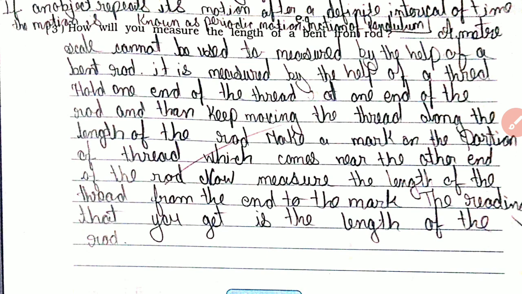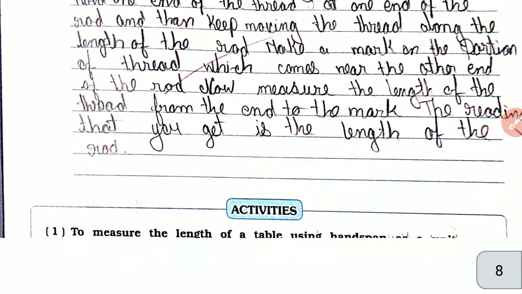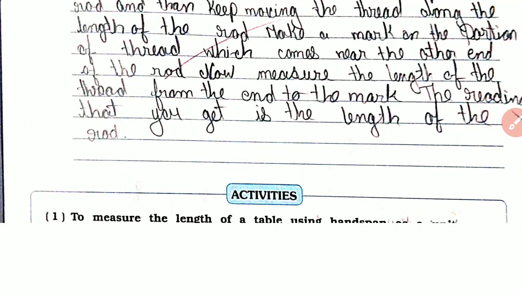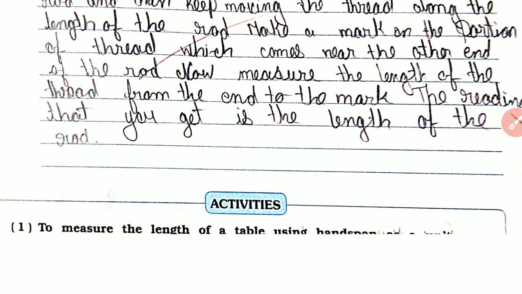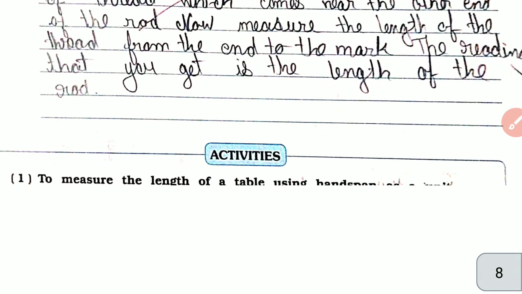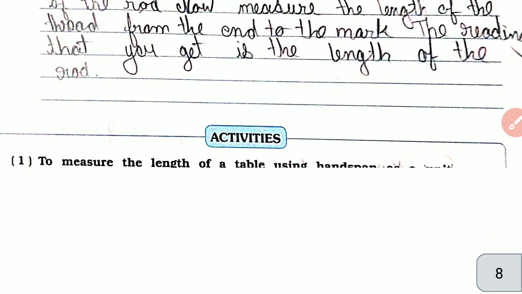Third, how will you measure the length of a bent iron rod? A meter scale cannot be used to measure a bent rod. It is measured with the help of a thread. Hold one end of the thread at one end of the rod and then keep moving the thread along the length of the rod. Make a mark on the portion of thread which comes near the other end of the rod. Now measure the length of the thread from the end to the mark. The reading that you get is the length of the rod.